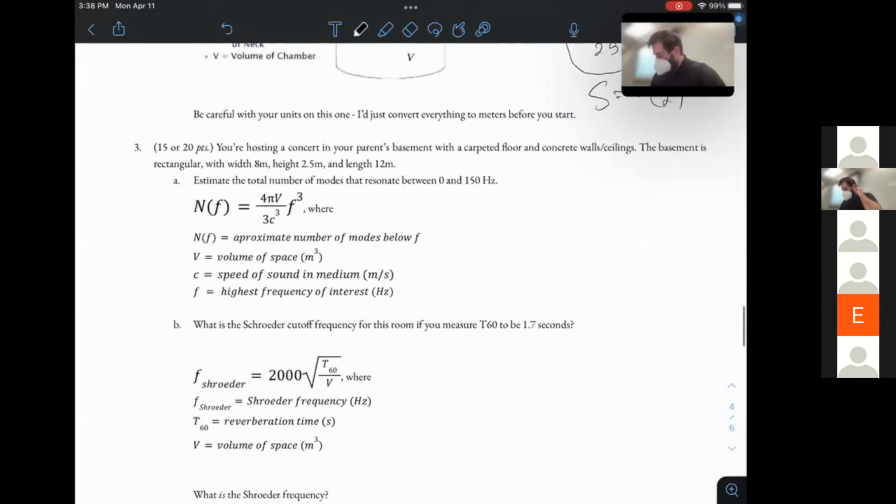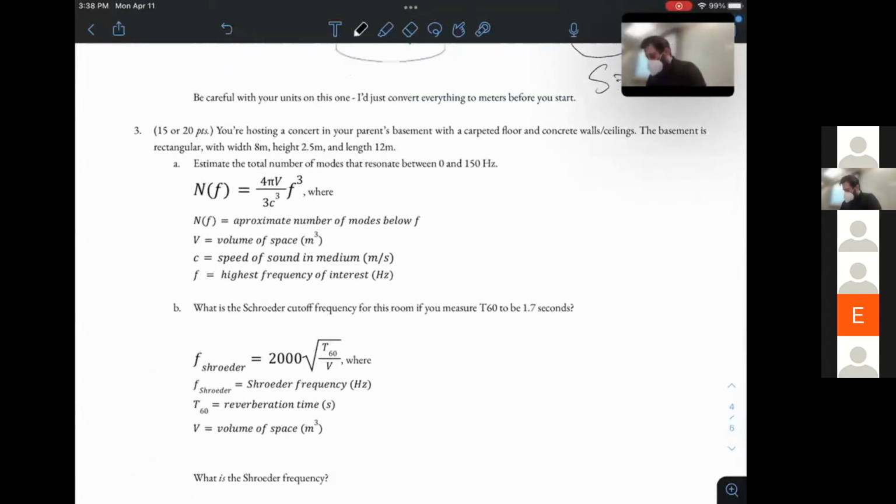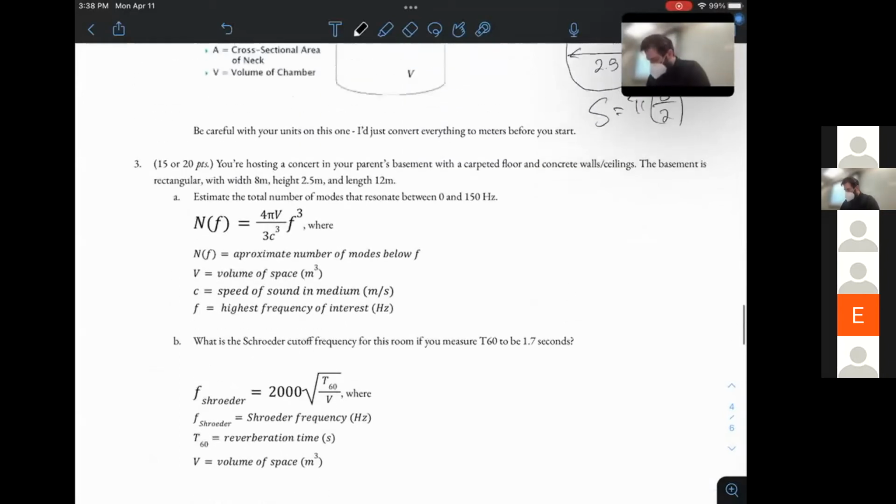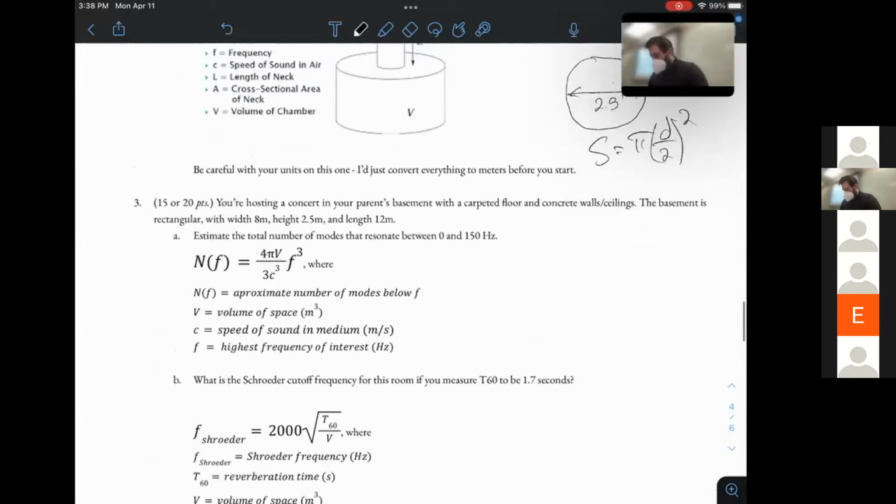Let's jump to question 3, the last question. And again, we did part of this, but we're going to come back. You're hosting a concert in your parents' basement with a carpeted floor and concrete wall ceilings. The basement is rectangular with width 8 meters, height 2.5 meters, and length 12 meters. Estimate the total number of modes that resonate between 0 and 150 hertz.